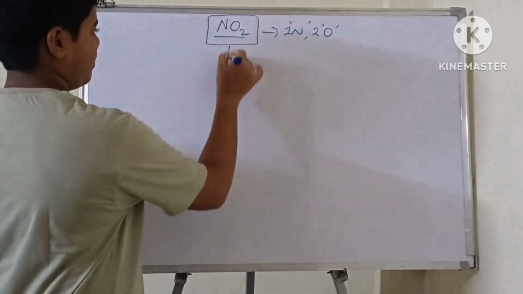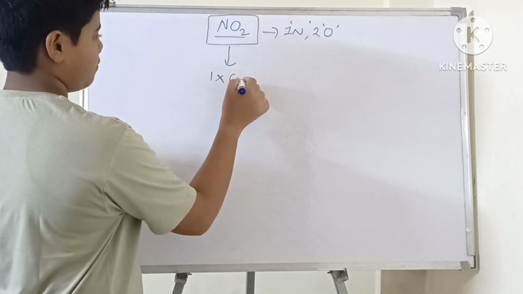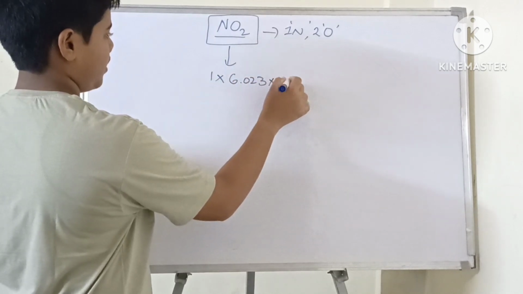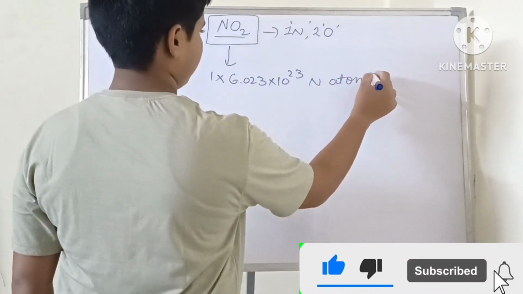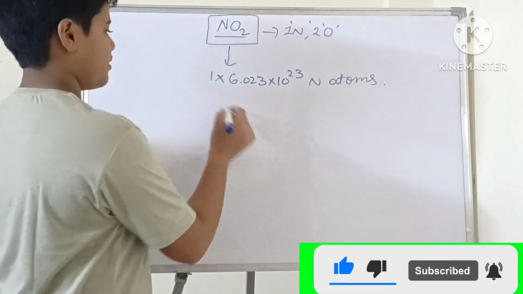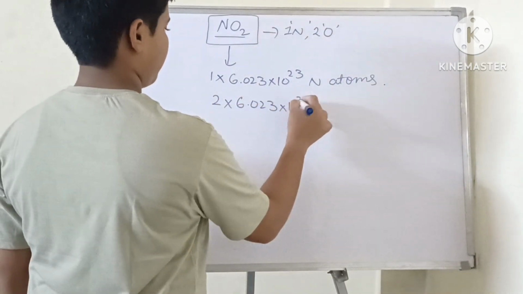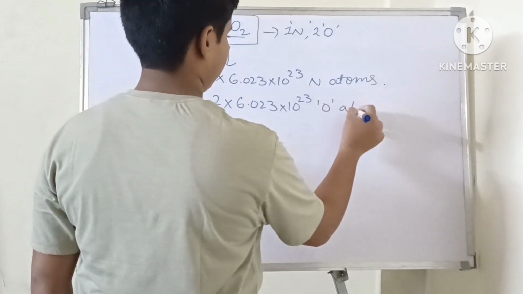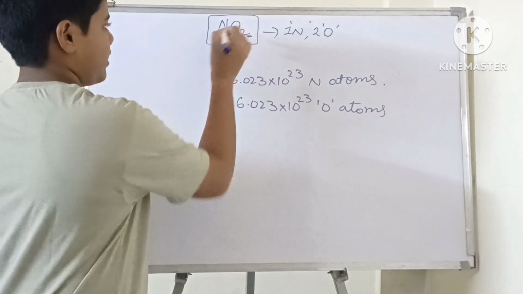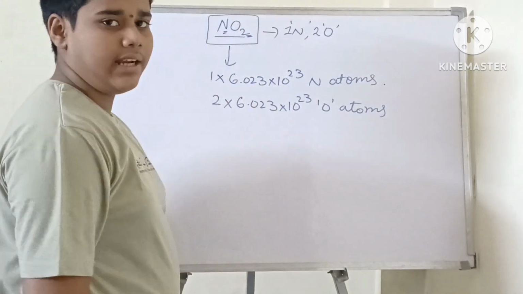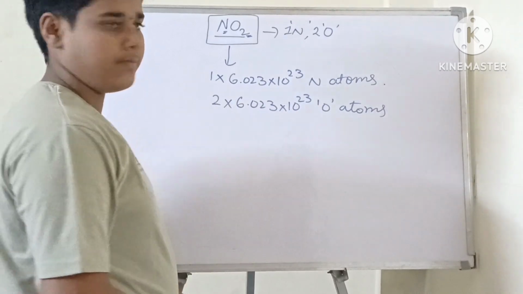So if you see here, 1 into 6.023 into 10 power 23 nitrogen atoms, and 2 into 6.023 into 10 power 23 oxygen atoms, because there are 2 oxygen atoms and 1 nitrogen atom. So 1 into Na nitrogen atoms and 2 into Na oxygen atoms.